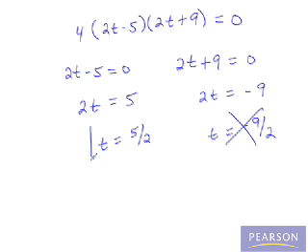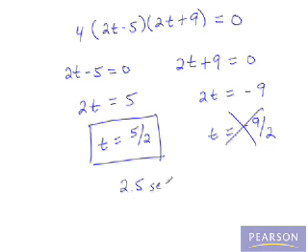We must eliminate it. Therefore, it takes 5 halves seconds, or in other words, it takes 2.5 seconds for the ball to drop 180 feet.